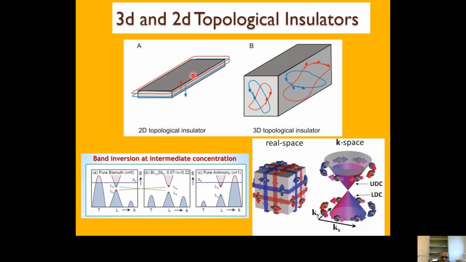We have these skipping orbitals. You have these two paths, so the one with the red has spin up, and the blue one is with spin down. So these are all coming from the edge states.